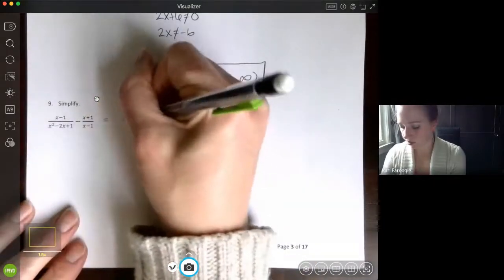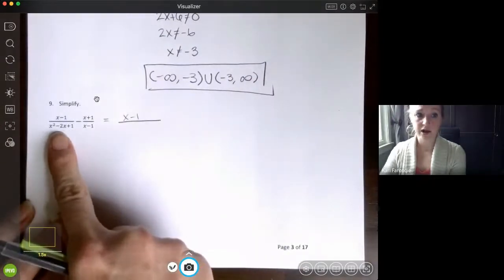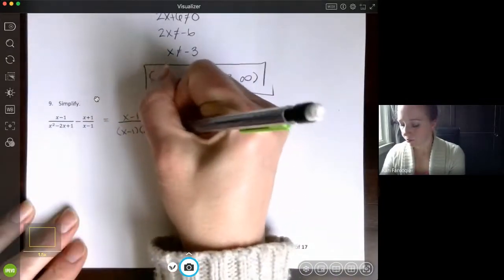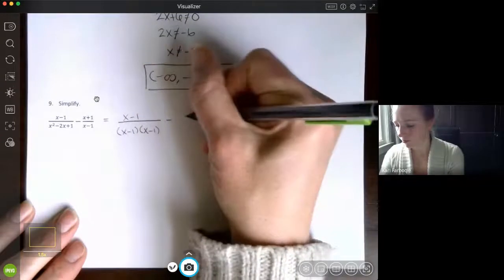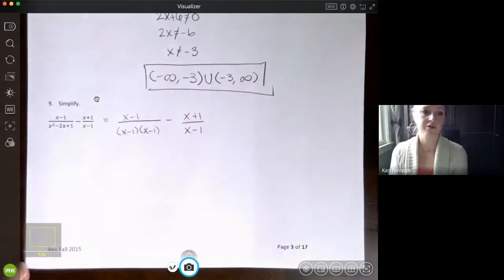So for something like number 9, first, some of you might be noticing right away that this first denominator is a perfect square trinomial. If you notice that and you want to factor it that way right away, that's fine. If you don't notice that, no big deal. We can factor it the old-fashioned way. The two numbers that multiply to +1 and add to -2 are -1 and -1. So you'll have x minus 1 times x minus 1 in the denominator of the first term.